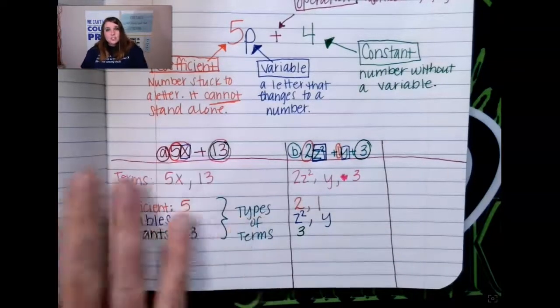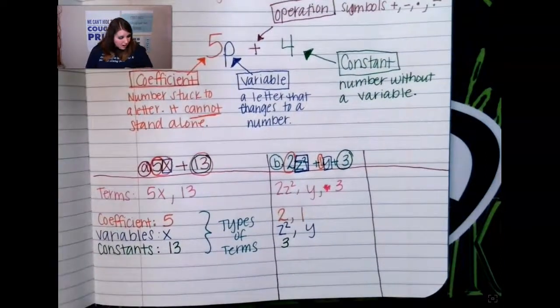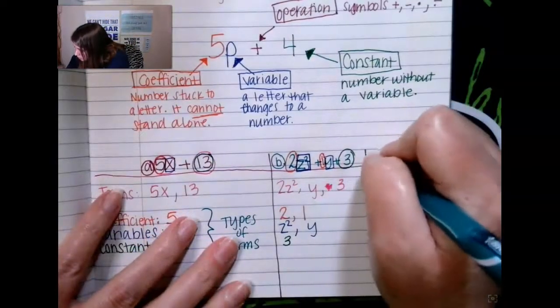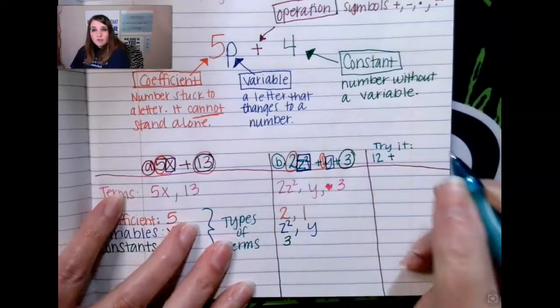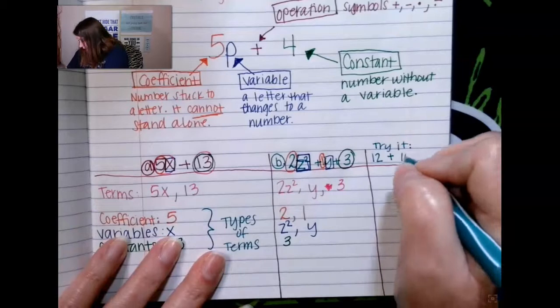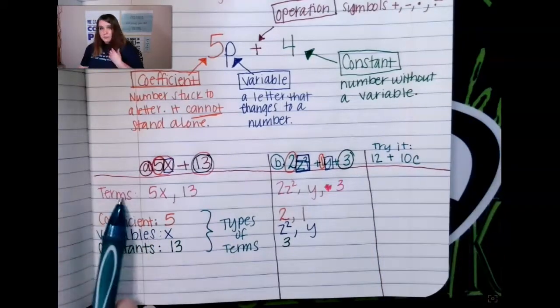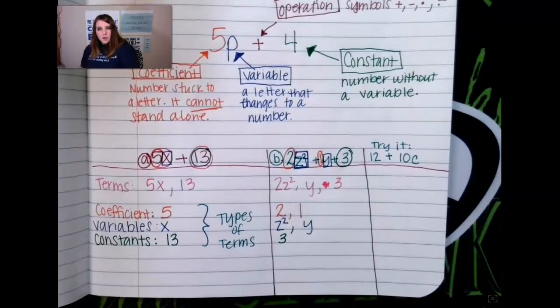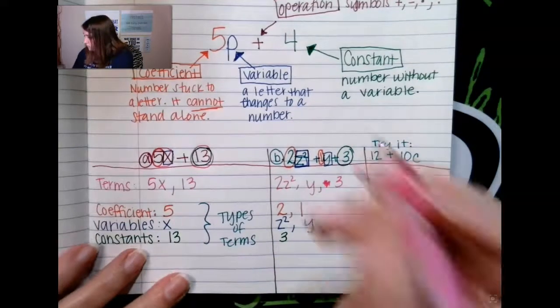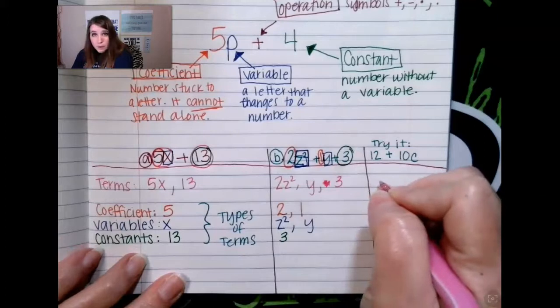Okay, it is your turn to do a try it. The try it that I have for you right now is 12 plus 10c. I want you to find me the terms, the coefficients, the variables, and the constants. Find all the different parts and hit pause so you don't hear me solving this for you. Otherwise, you're going to be really disappointed that you didn't get to do it on your own.